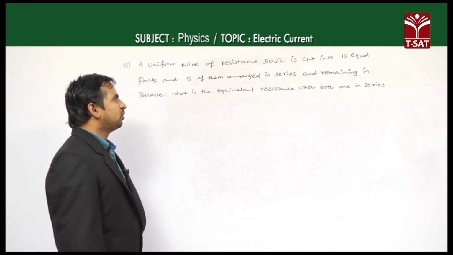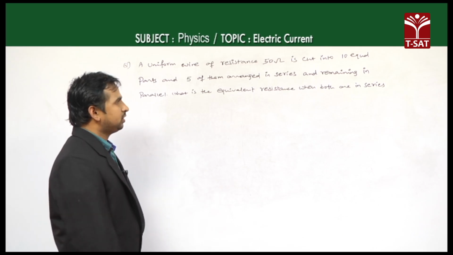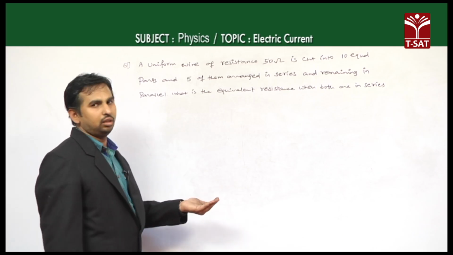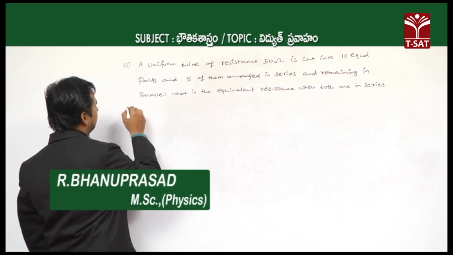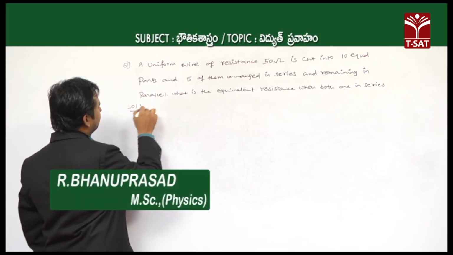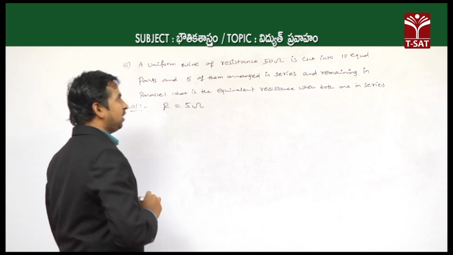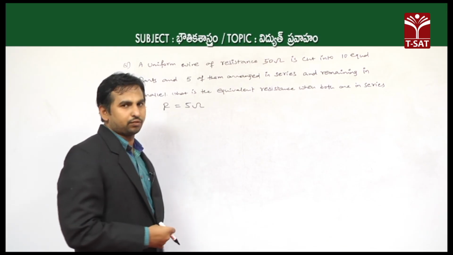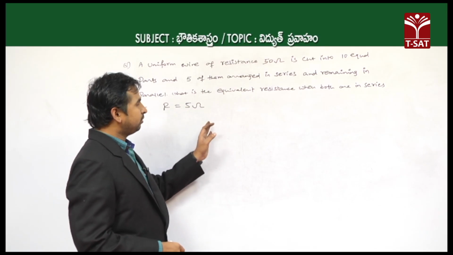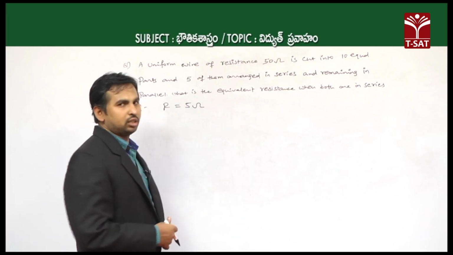So, a uniform wire of resistance 50 ohms is cut into 10 equal parts, which means we have to take 50 divided by 10, so each one has a resistance of 5 ohms. As 50 ohms is equally distributed to all 10, each one is 5 ohms. First these are arranged in series, and later again arranged in parallel, as given.